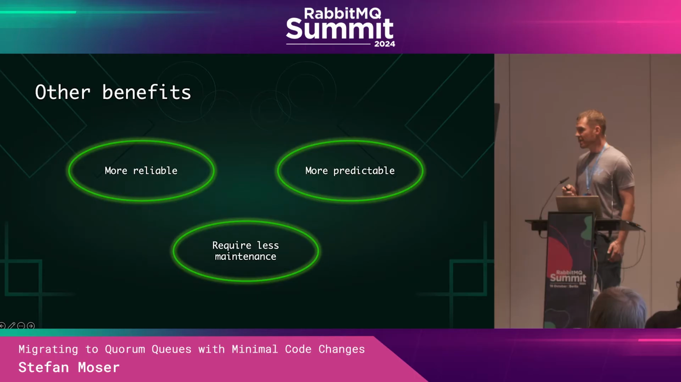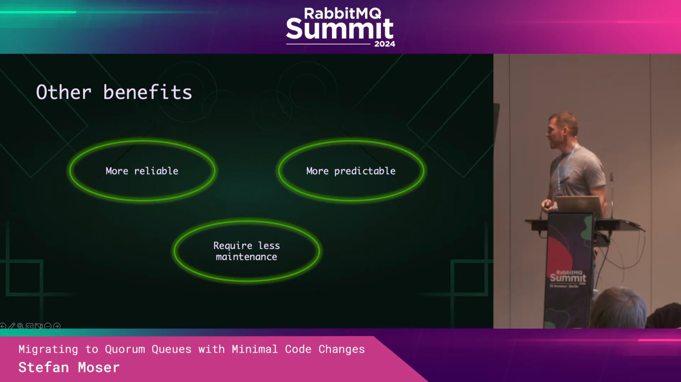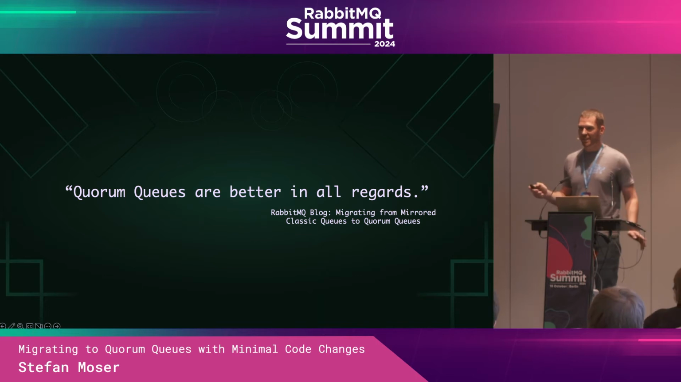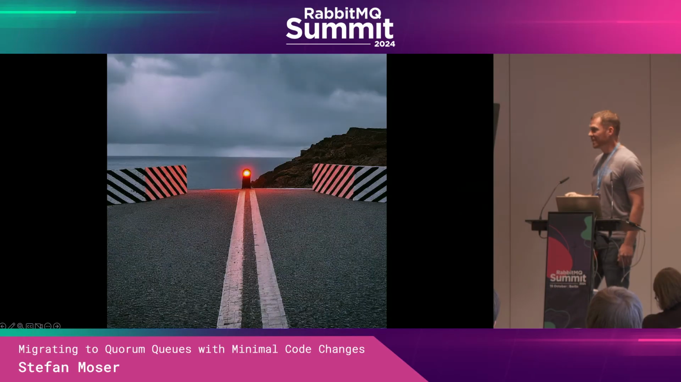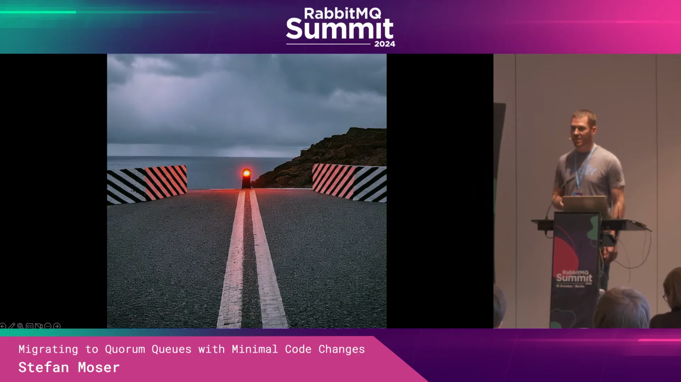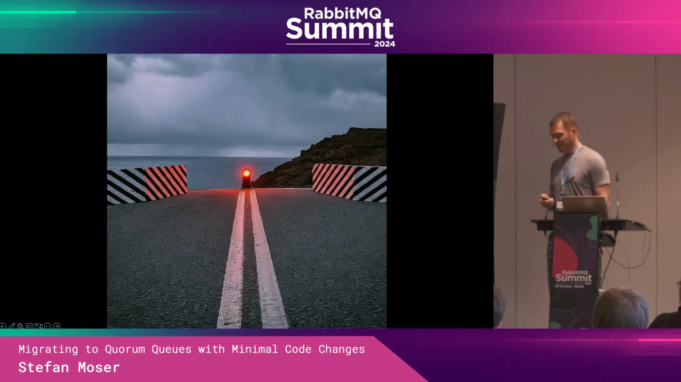But the simplest way to put this, as I like, is in a blog post written a few years ago by one of the people at VMware at the time, that Quorum queues are better in all regards. And so that's really all you need to know. If there's ever a question, should I use classic mirrored queues or should I use Quorum queues? The answer is always Quorum queues. But if you're still not convinced, it's the end of the road for classic mirrored queues. A few weeks ago, 4.0 was launched, and the ability to mirror classic queues was removed. And so it's really now is the time.